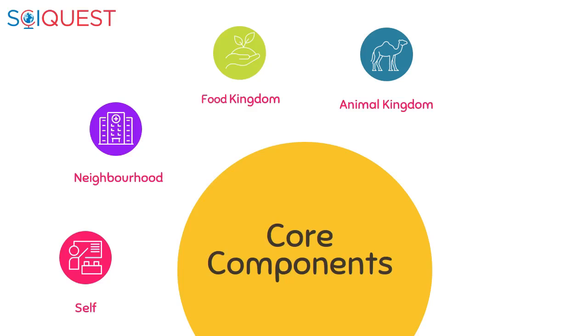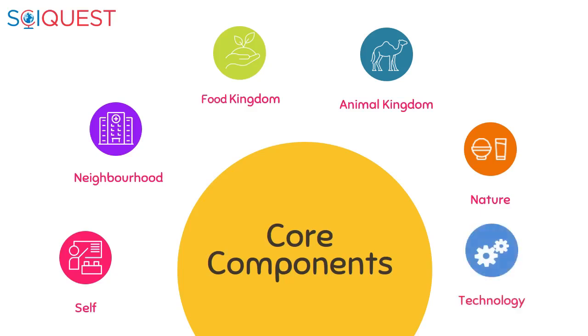Animal kingdom. This includes birds, animals, and insects. Nature. This includes seasons, weather, landforms, planets, air, and water. Technology. This includes transport, new and old machines. Each component moves in a progression.